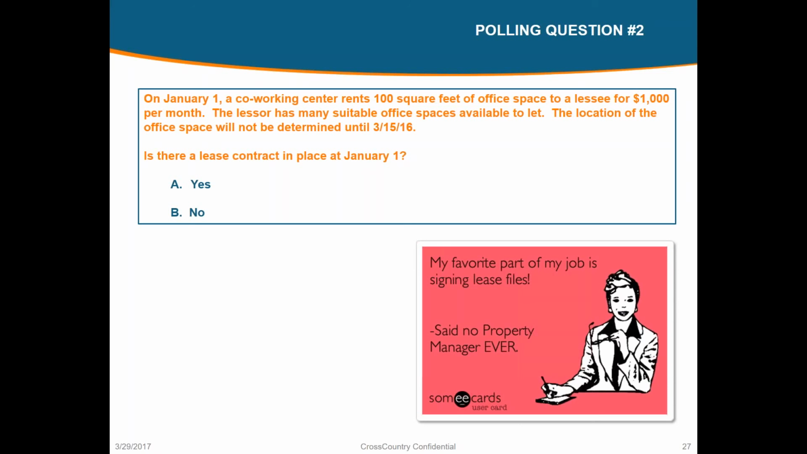So on January 1st, a co-working center rents 100 square feet of office space to a lessee for $1,000 per month. The lessor has many suitable office spaces available to let. The location of the office space will not be determined until March 15th. Is there a lease contract in place at January 1st? So again, you'll have 30 seconds to respond to the polling question.